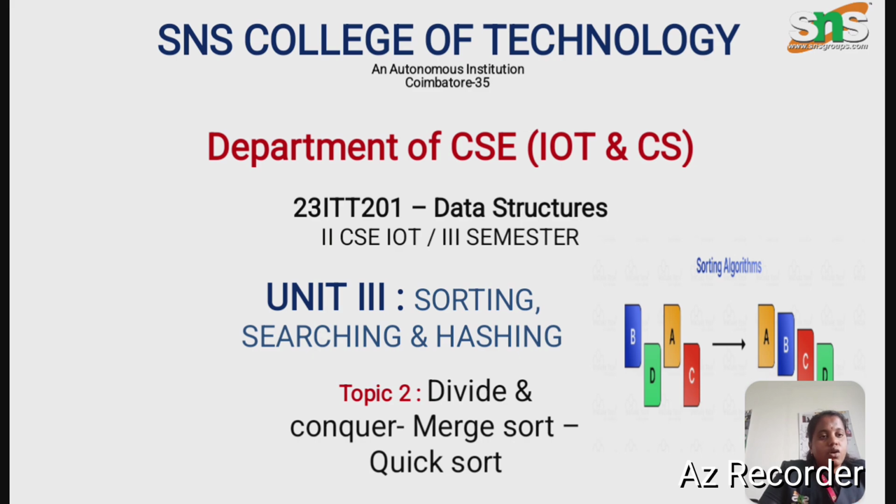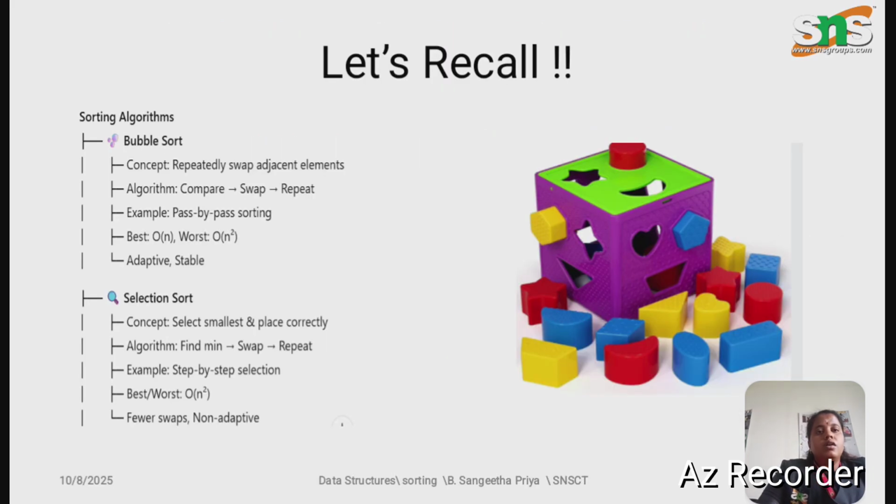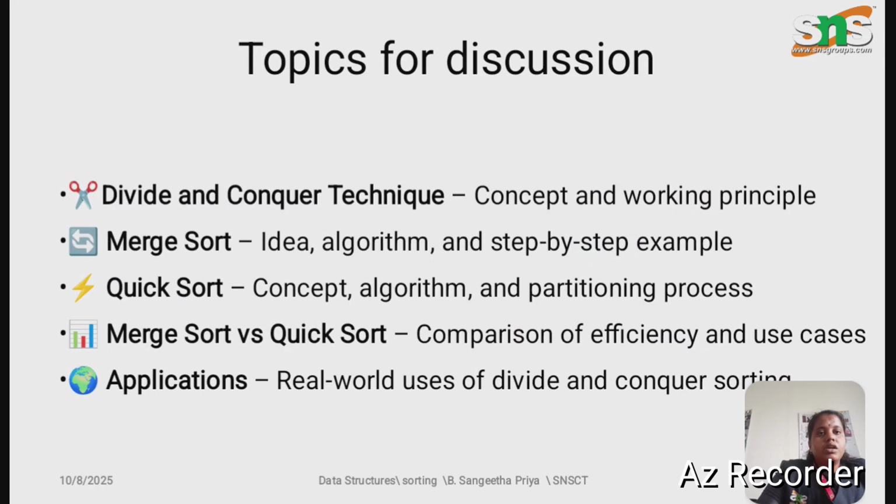This method is called the divide and conquer method, and by using the divide and conquer method we are sorting arrays with merge sort and quick sort. In the last video we saw bubble sort, insertion sort and selection sort. Here in this video we are going to discuss the divide and conquer technique, merge sort idea, algorithm and a step-by-step example, and next quick sort and the applications of divide and conquer.